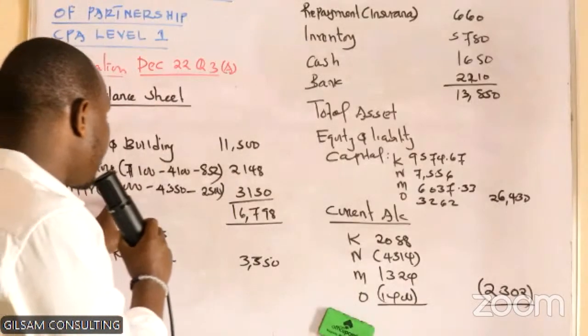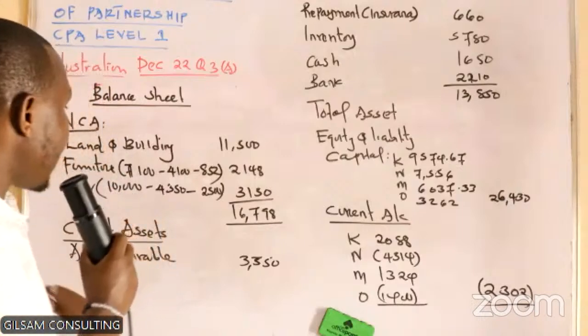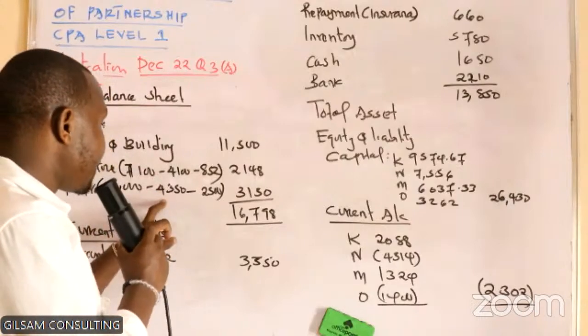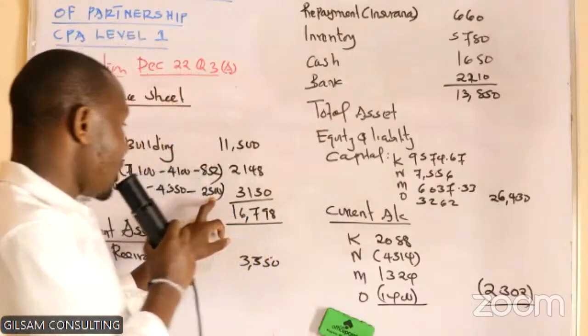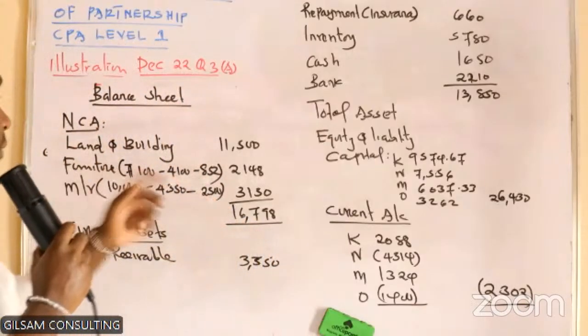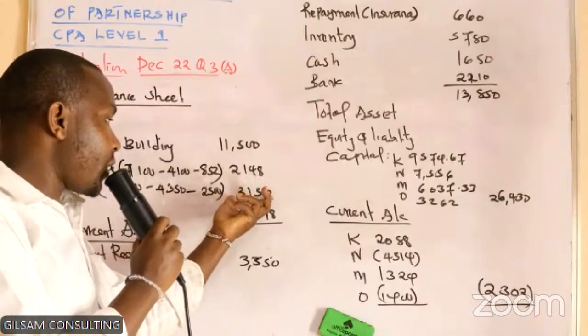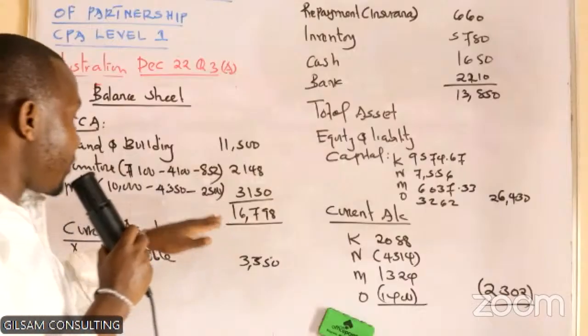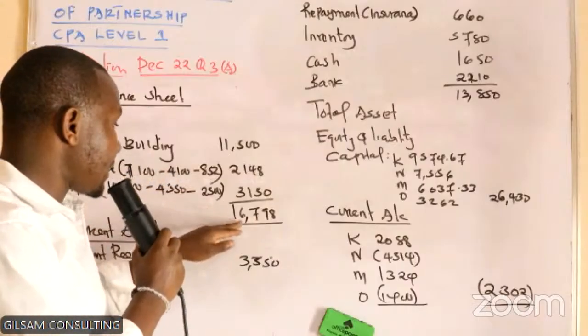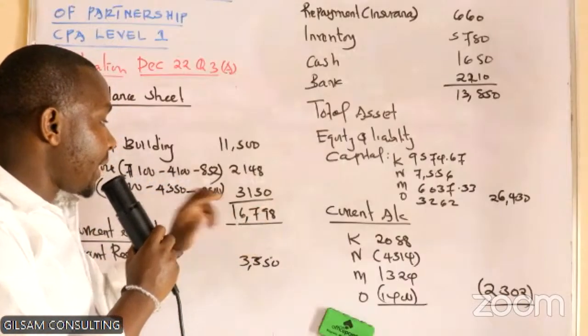The same goes with the motor vehicles. We take the cost of 10,000 minus the accumulated depreciation, that 550, minus the depreciation charge for the year of 2,500, which will arrive at the net book value of 31,30. So if you add this one, you will be able to get the total of non-current assets as 16,798.